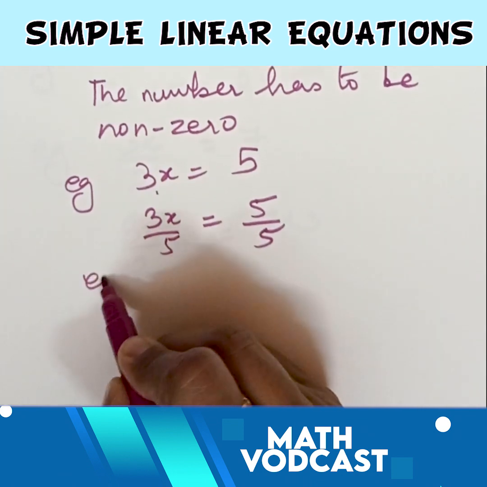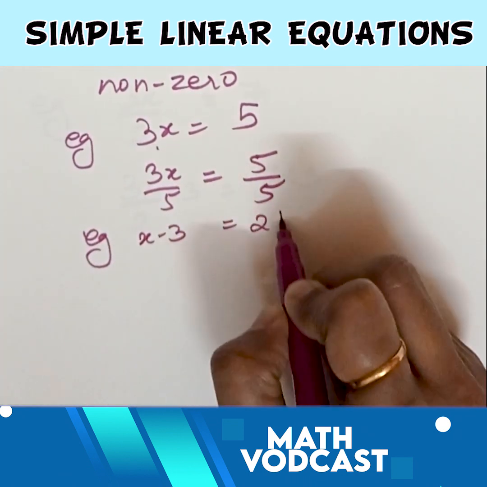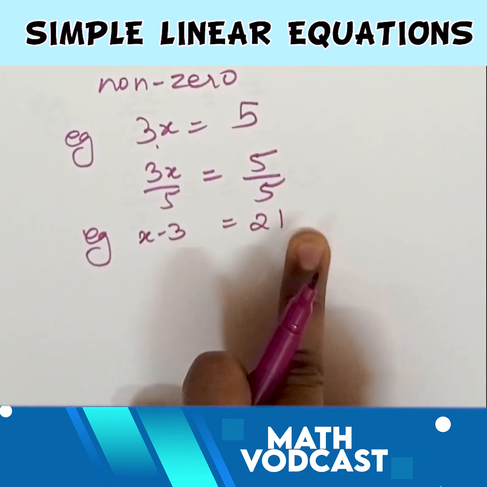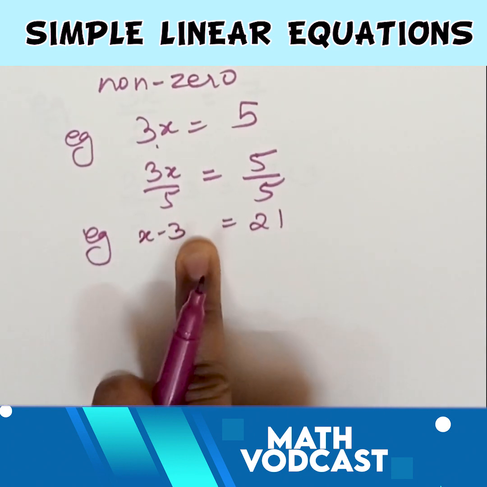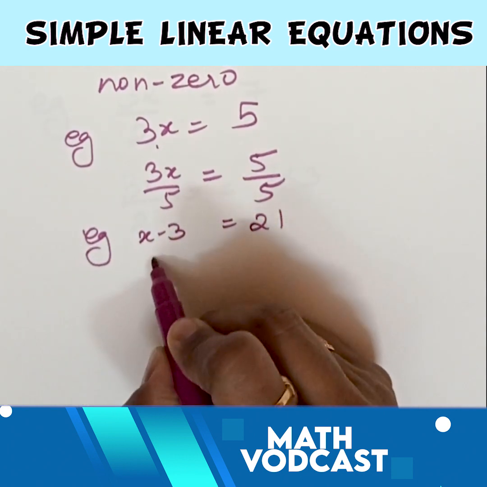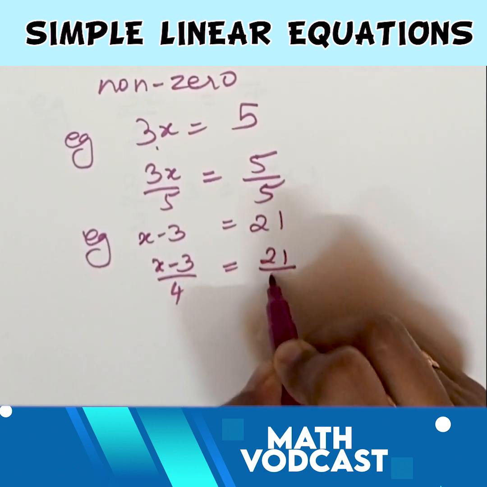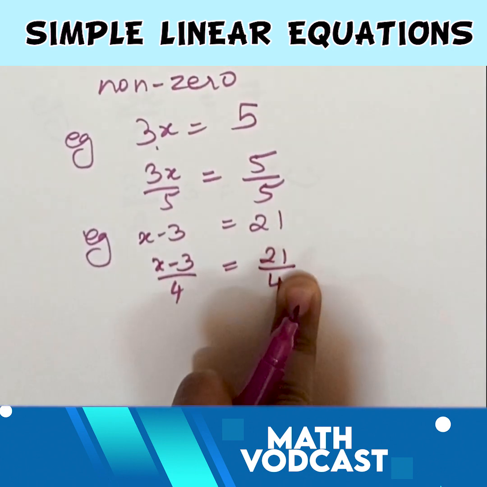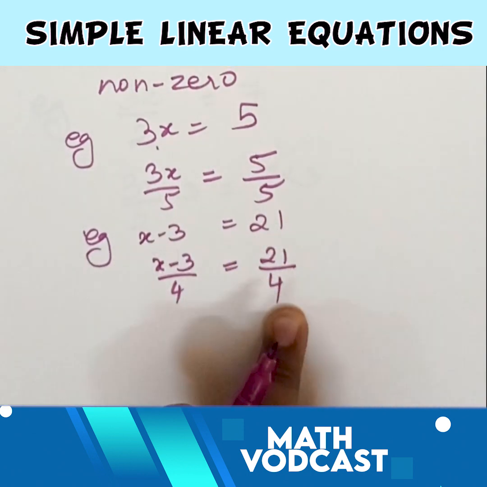I will show you one more example. x minus 3 is equal to 21. Okay, suppose this is an equation. Let's divide it by the number 4. x minus 3 divided by 4 is equal to 21 divided by 4. This is the rule. If I divide here by 4, I have to divide here also by 4.